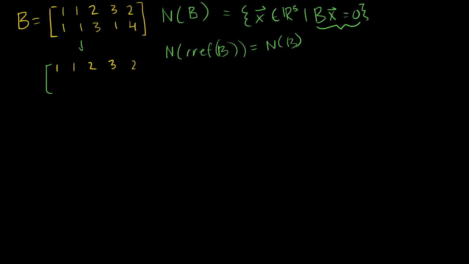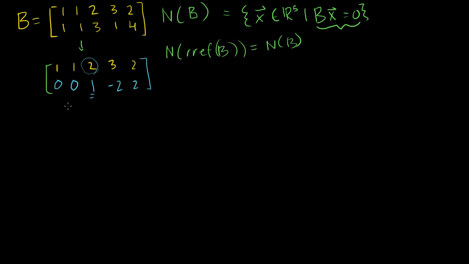And then row 2 minus row 1. 1 minus 1 is 0. 1 minus 1 is 0. 3 minus 2 is 1. 1 minus 3 is minus 2. 4 minus 2 is 2. We're almost there. This is a free variable right here. This is a pivot variable right here. We have a 1. So let me get rid of that guy right there.